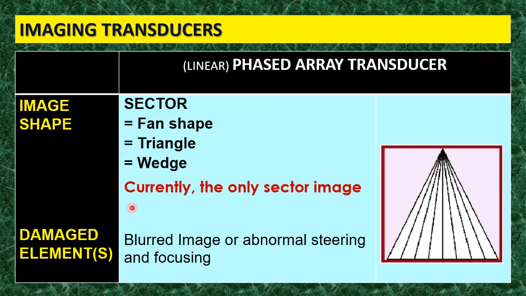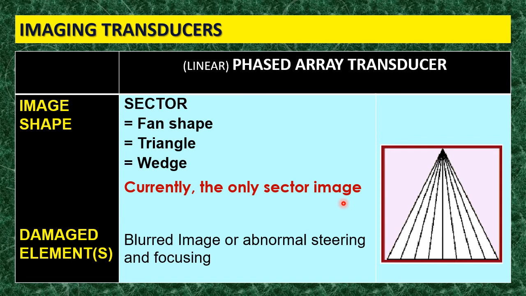Because sometimes you have an image that is a sector shape and somebody will tell you this image is formed by the mechanical or the annular phase array. You say, yes, this was true many decades back. But nowadays we don't have mechanical or annular phase array, and that's why the only transducer that can bring me a sector image is the linear phase array transducer. So currently, the only sector image is the phase array.